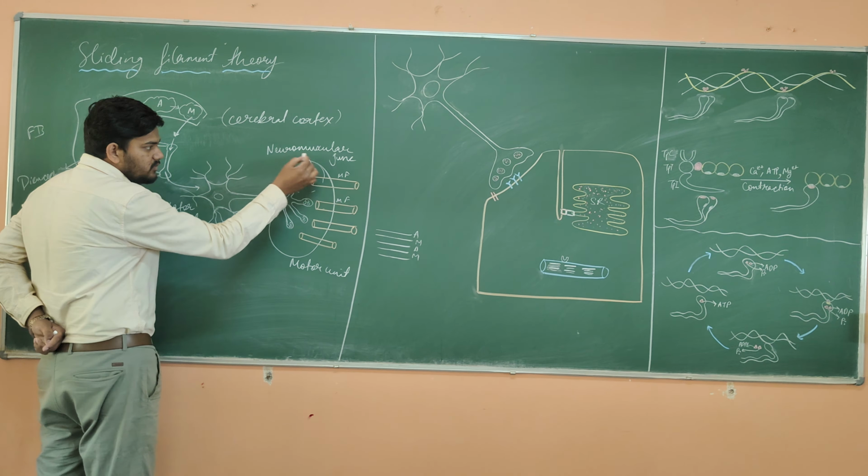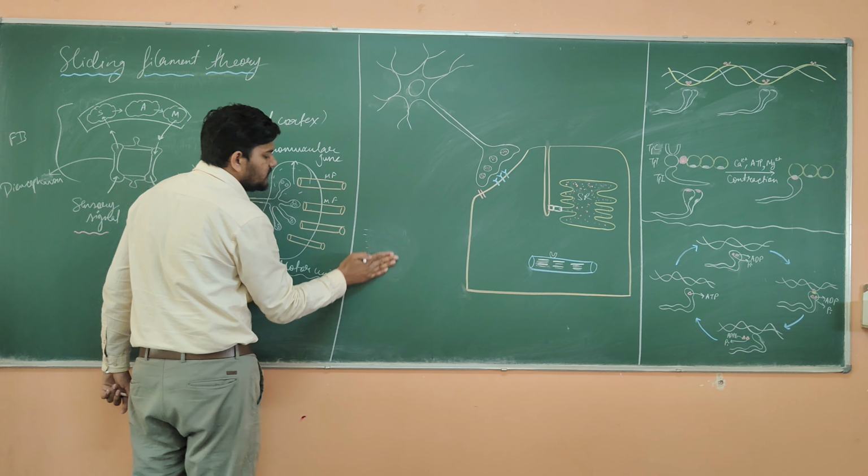Neuromuscular junction is the point of attachment between a neuron and a single muscle fiber. It is also known as the motor end plate. And if multiple muscle fibers are connected to a particular neuron, that makes a motor unit. Now, before going to the actual mechanism, you should understand some basic things.